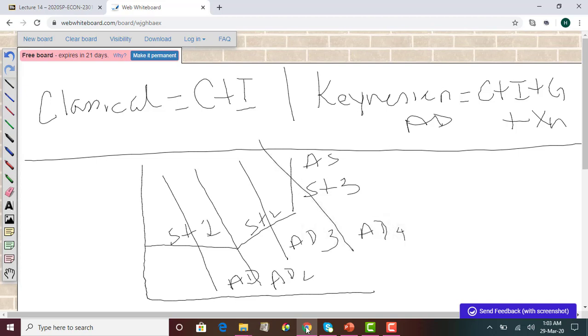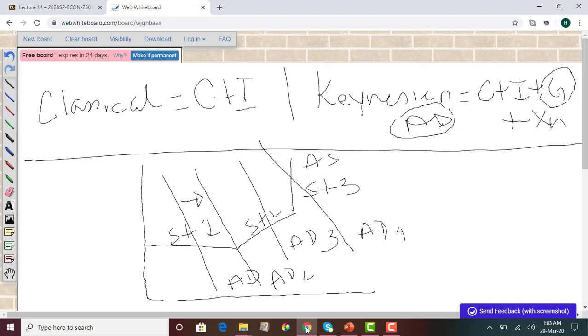So what Keynesians are saying is when the government increases spending, the AD will shift to the right, because government spending is a part of aggregate demand. So when you are increasing government spending, aggregate demand will go up and the aggregate demand curve will shift to the right.